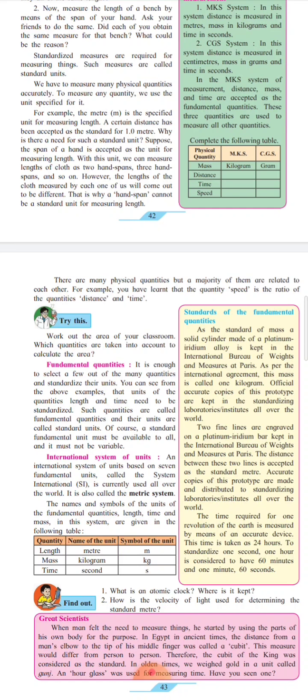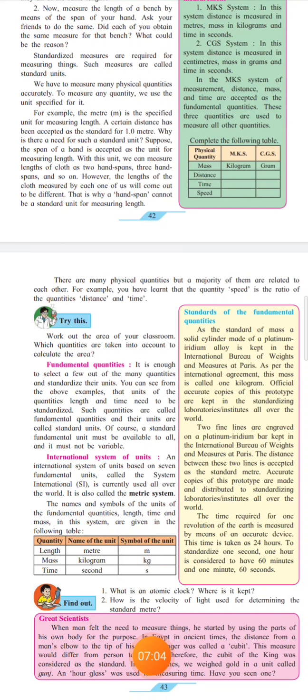Okay, quantity, here we will fill the table. Quantities are length, mass and time. Name of quantity: length, and length's unit is meter. Mass unit is kilogram and time is measured in second. Symbol of length is m. Symbol of mass is kg and symbol of second is s. Symbol of kilogram is kg and symbol of meter is m.